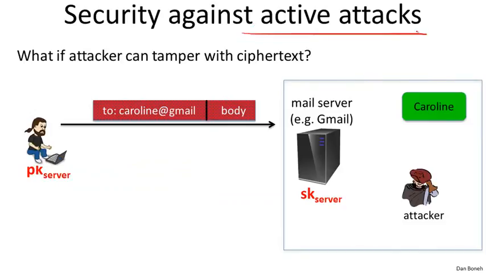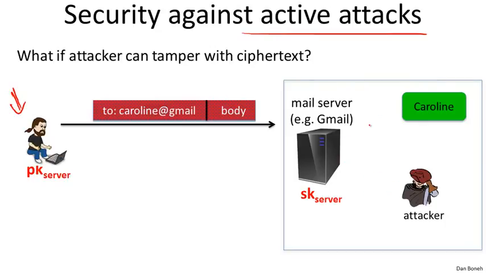So in particular, let's look at the email example. Here we have our friend Bob, who wants to send mail to his friend Caroline. And Caroline happens to have an account at Gmail, and the way this works is basically the email is sent to the Gmail server, encrypted. The Gmail server decrypts the email, looks at the intended recipients, and then if the intended recipient is Caroline, it forwards the email to Caroline. If the intended recipient is the attacker, it forwards the email to the attacker.